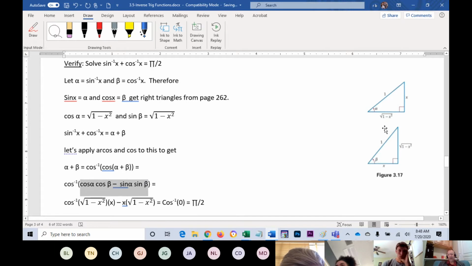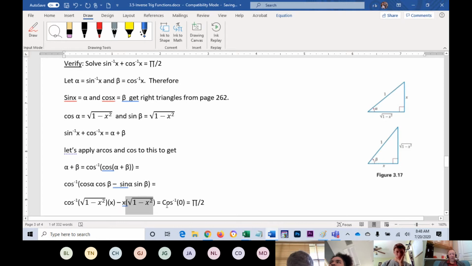So the cosine of alpha is going to be the square root of 1 minus x squared, over 1. Your cosine of beta is going to be x over 1. And then we're going to subtract the sine of alpha. The sine of alpha is going to be x over 1. So that's your x right there. And your sine of beta is going to be the square root of 1 minus x squared, which is your opposite over your hypotenuse. Okay?